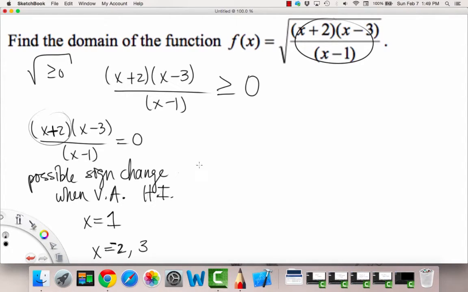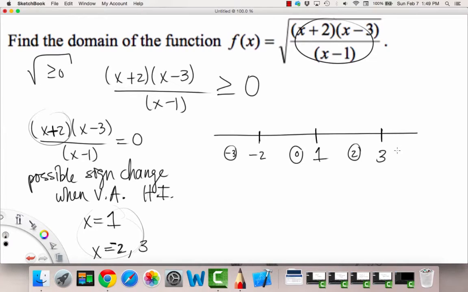Alright, at this point we can do our sign analysis, remember? We put these critical points on a number line. We have negative 2, positive 1, and positive 3. We're going to pick our test points. We can pick negative 3 as a test point. How about 0? That's a fun one. Then 2, and we'll pick 4.